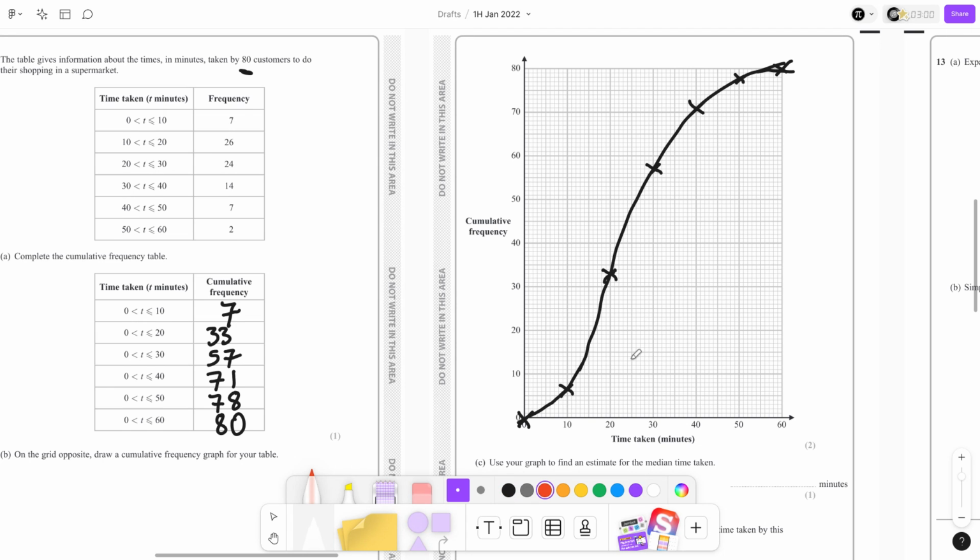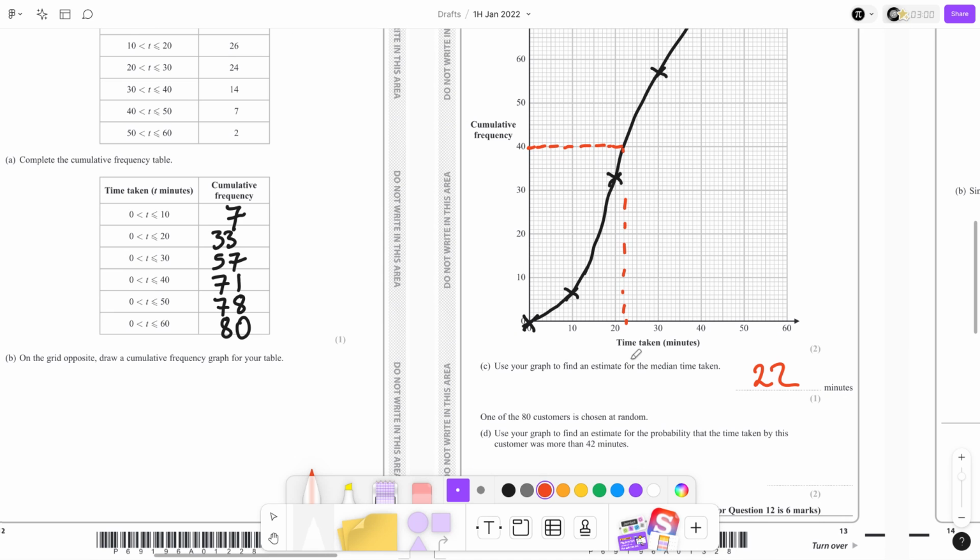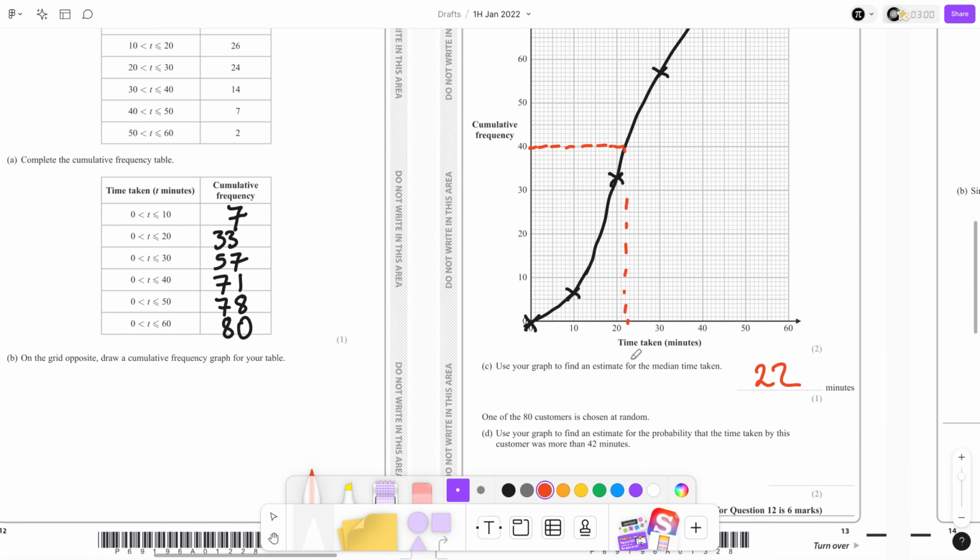So the median is the middle person. There are 80 people, so the middle person is the 40th. And then we drop down, so that is almost exactly on my graph, 22. And I'm pretty sure you get in the mark scheme 21 to 24.